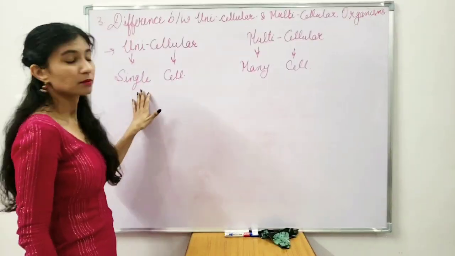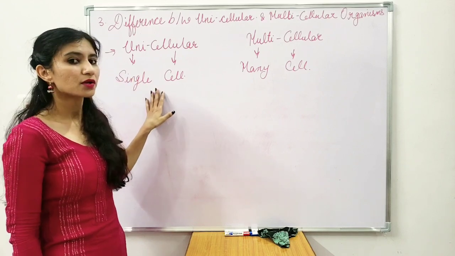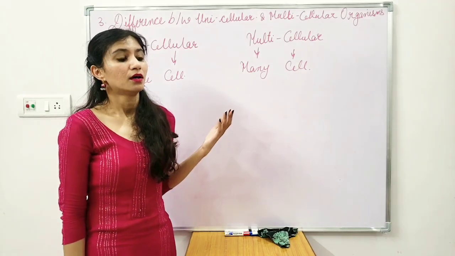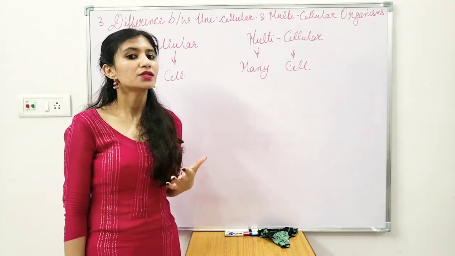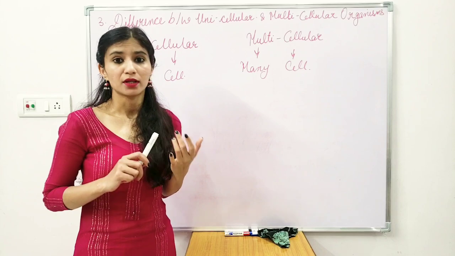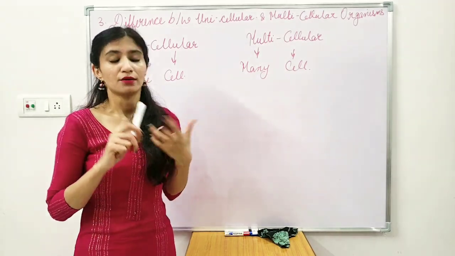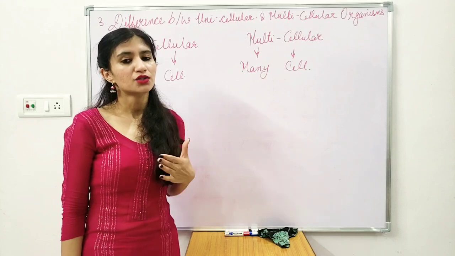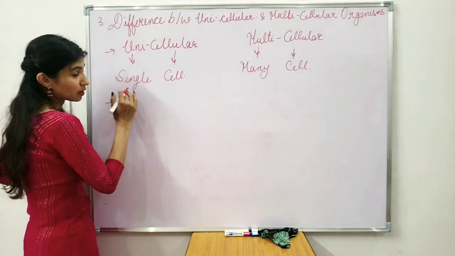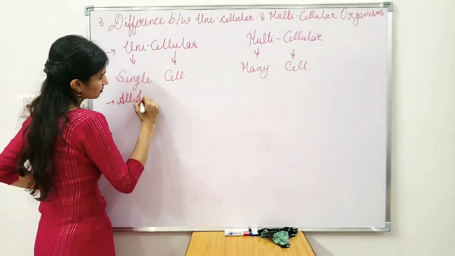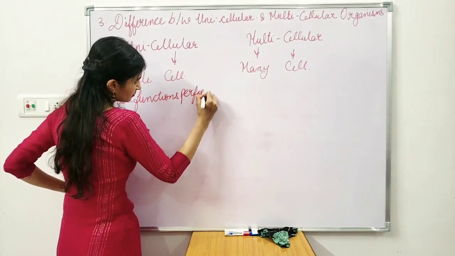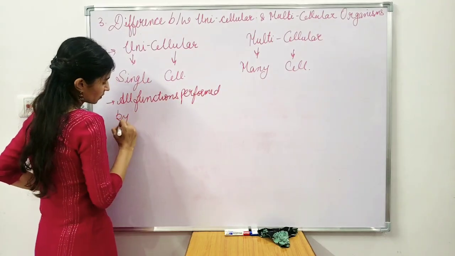Okay, talking about the unicellular organisms. Because unicellular organisms are made up of a single cell, that doesn't mean that they will not eat, or they will not excrete, or they will not digest. They will perform each and every function. But the thing is that all those functions, whether it is excretion, digestion, or respiration, will be performed by the single cell. So for the unicellular organisms, all functions are performed by a single cell.